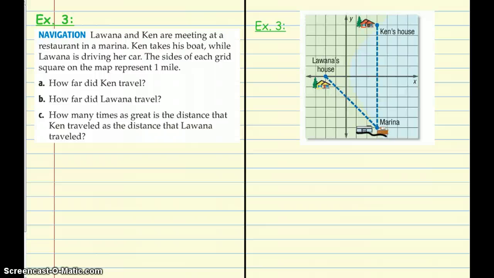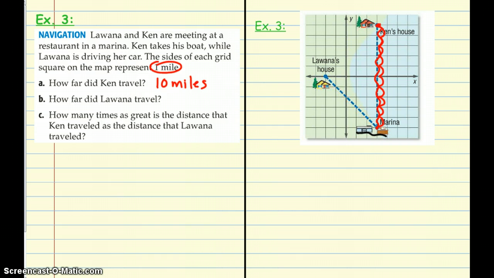The first question is, how far did Ken travel? So we need to take a look at the graph. Here's Ken up here, and we need to figure out how far it is for Ken to get to the marina via the boat. So all we have to do is count how many spaces that is. 1, 2, 3, 4, 5, 6, 7, 8, 9, 10. So in this scale, because one little square represents a mile, we would say that Ken travels 10 miles by boat to get across the lake.